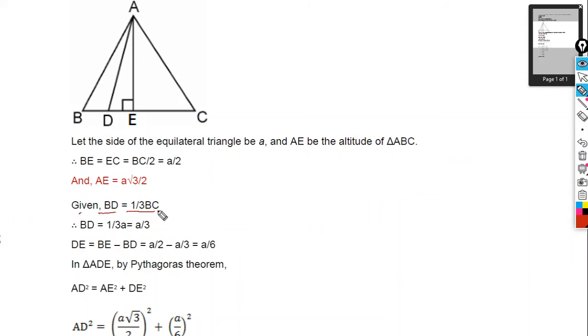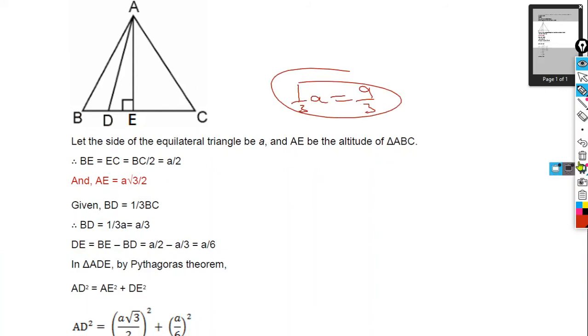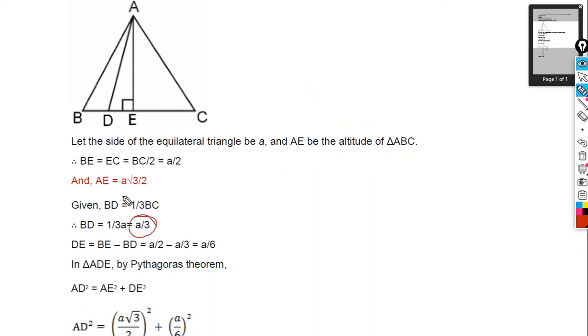Given that BD equal to 1 by 3 BC, BD equal to 1 by 3 of total BC. Now BD equal to 1 by 3 of A, because we have assumed all the sides as A. Therefore BD will be equal to 1 by 3 of A, which is equal to A by 3. Now again we will move to DE. We need this. Now DE is equal to BE minus BD.